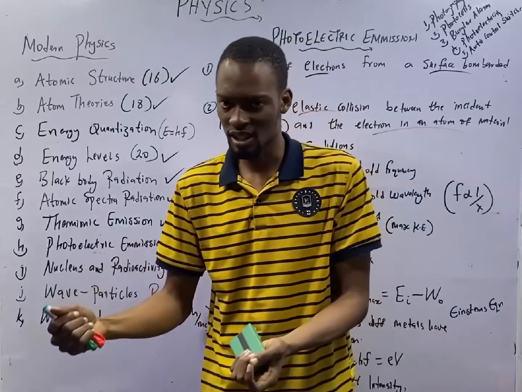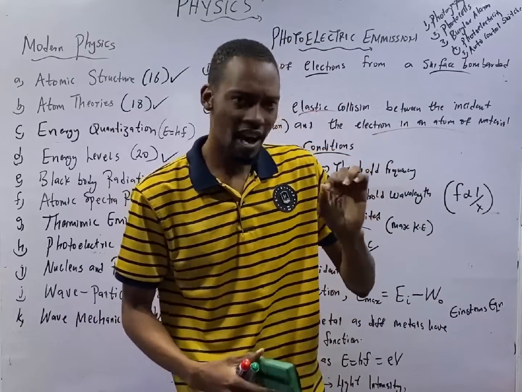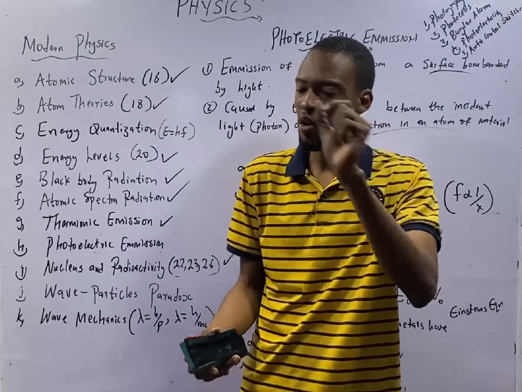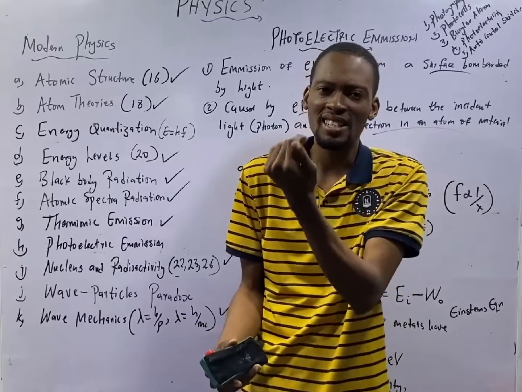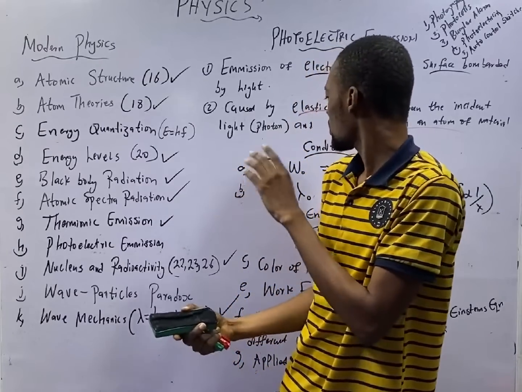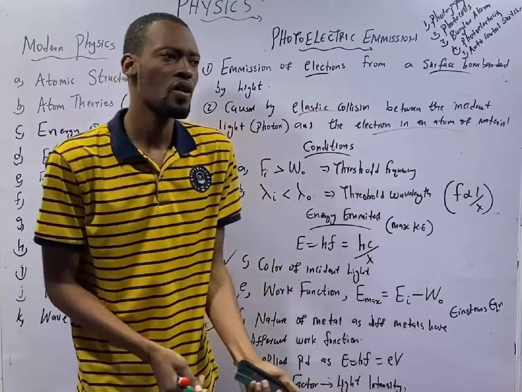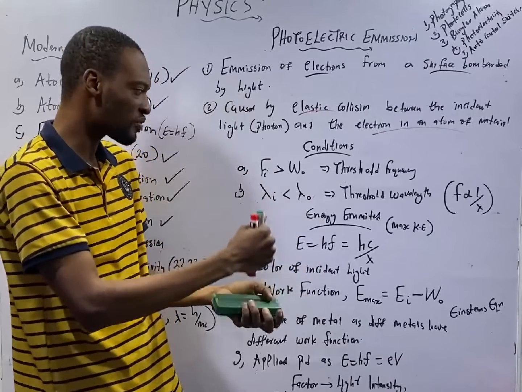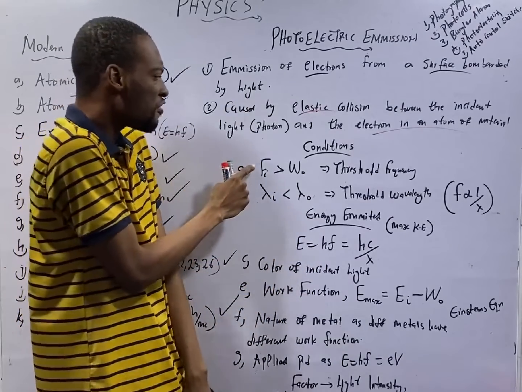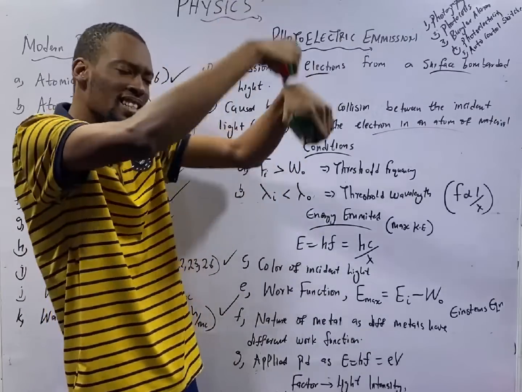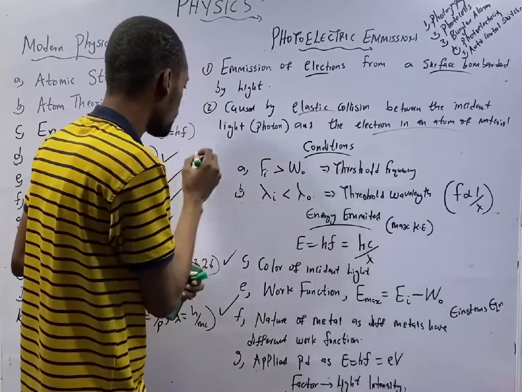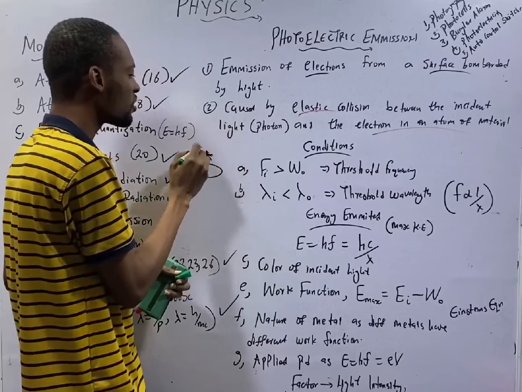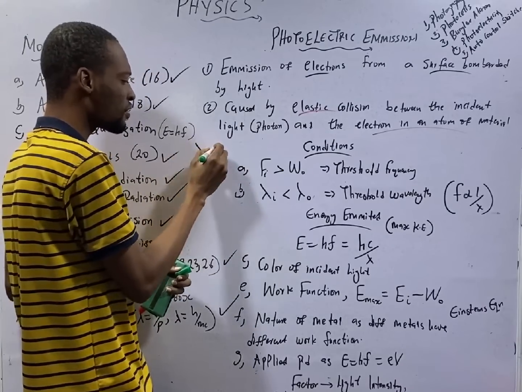Yes and no. There are factors that determine whether electrons will be emitted or not when light is incident on a surface. These are the conditions. For you to get electrons or radiations when you shine light on a surface, 1. The frequency of the incident light. Let's say this is your light and this is the surface. This light's frequency is what matters.